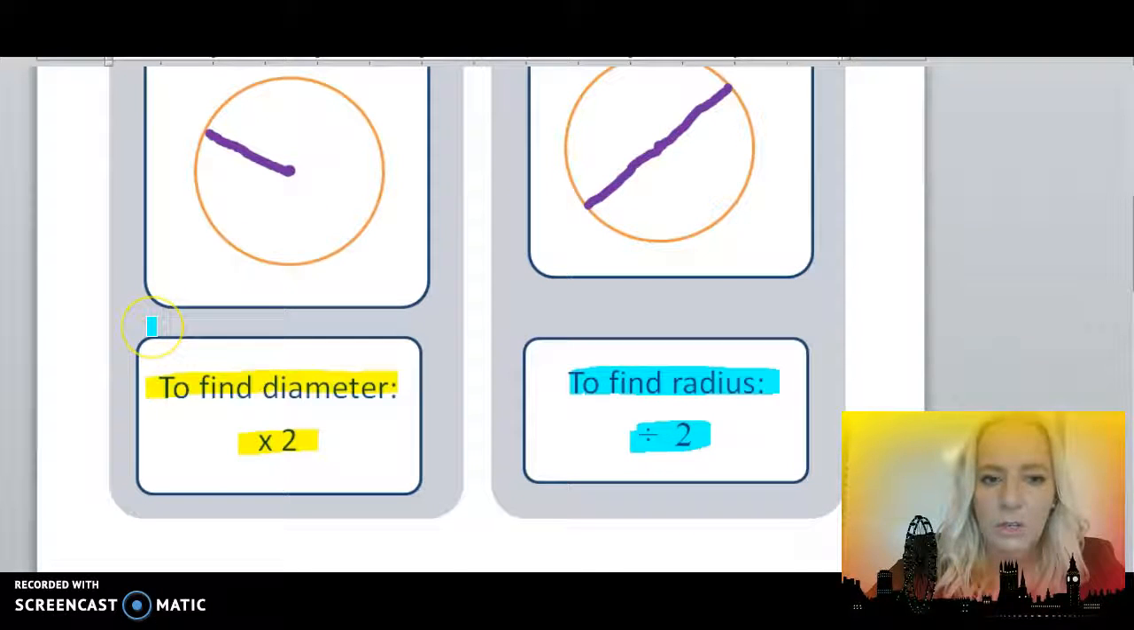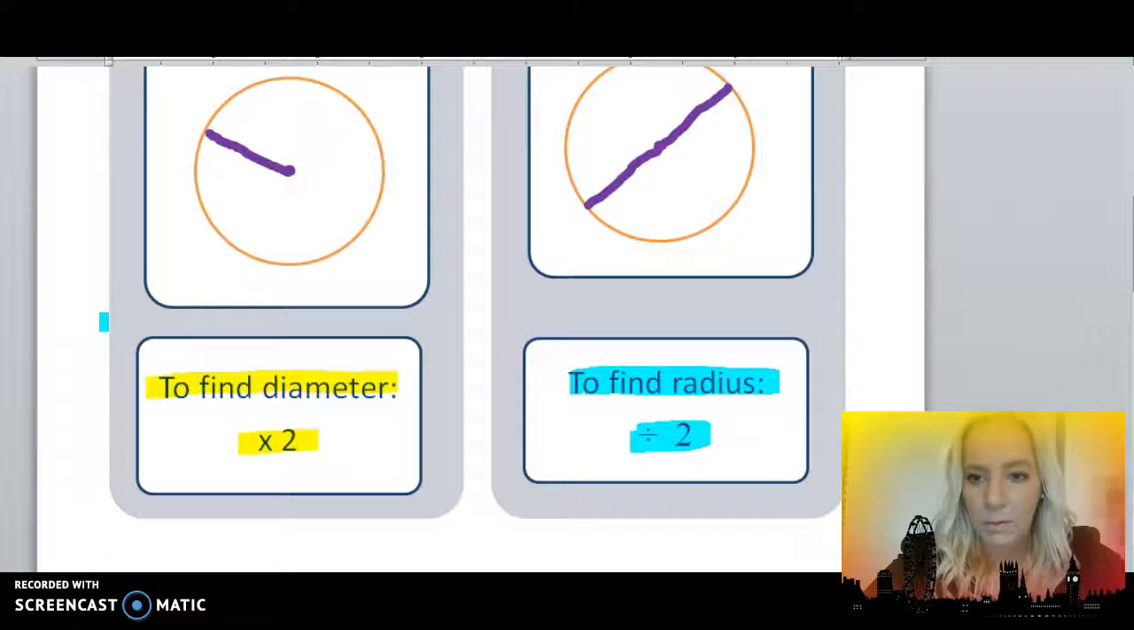Okay, this concludes your video on calculating radius and diameter. And what I also want you to do is on the back of your graphic organizer, I want you to guess where I'm located right now. If you can identify what this thing is, perfect. We're going to talk about it.